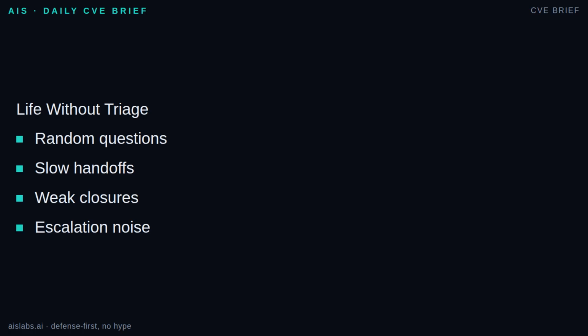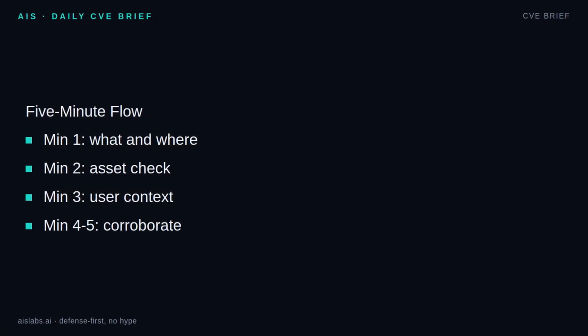That creates uneven quality. It also breaks measurement. You cannot tune detections if every closure means something different. You cannot coach analysts if the work is hidden in private judgment. You cannot brief leadership if escalations are based on vibes. The SIEM becomes a noisy inbox instead of a decision system. A repeatable triage workflow gives the team a common path, common language, and a clean record of why the alert stopped or moved forward.